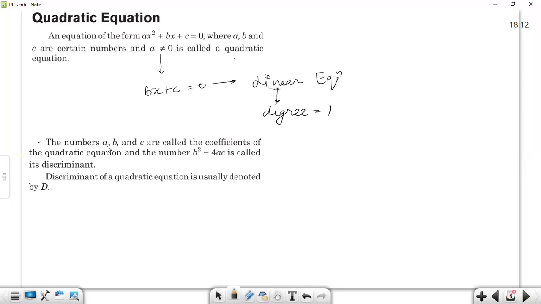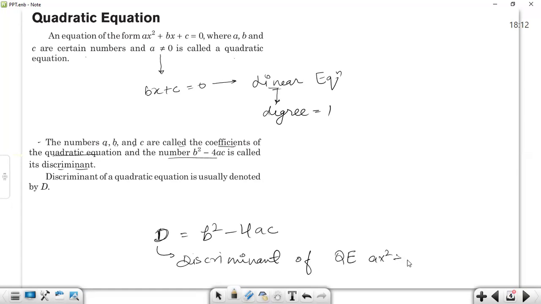Now coming here, the numbers a, b, c are called the coefficients of the quadratic equation, and the number b square minus 4ac is called its discriminant. Discriminant, capital D, is b square minus 4ac. This is the discriminant of the quadratic equation ax square plus bx plus c equals 0. Understood? Yes, sir, it is denoted by D.